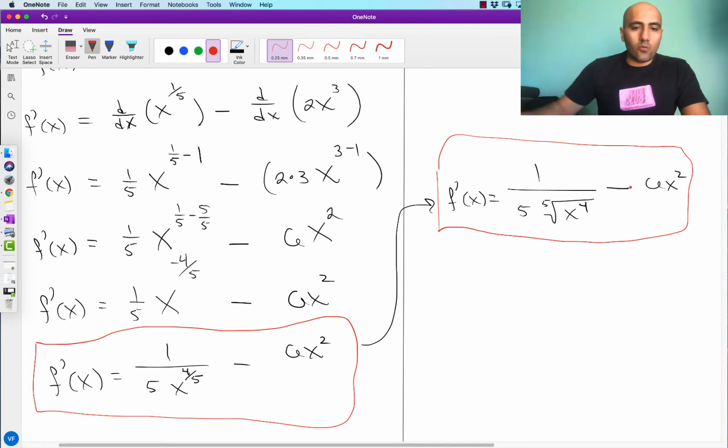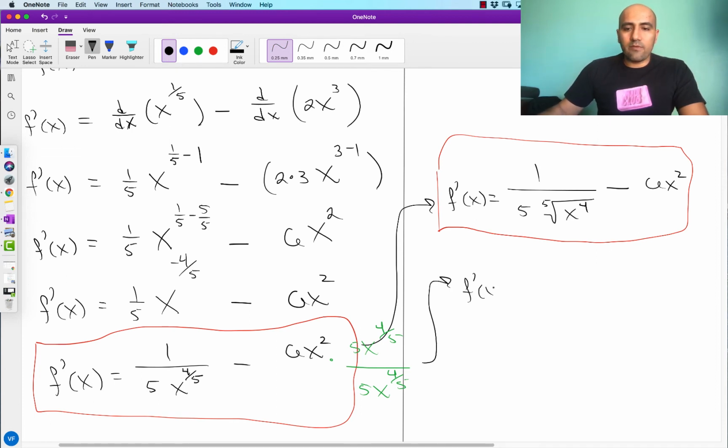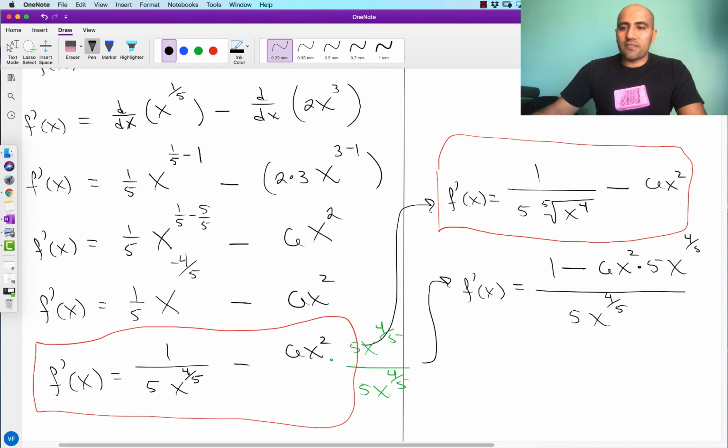And to do that, we'd have to multiply the numerator and denominator of this fraction by that. So that should be not too bad. This will be equal to 5x to the 4 fifths all over 5x to the 4 fifths. So from here we can get that f prime of x is equal to one big happy fraction, where in the denominator we're going to have this 5x to the 4 fifths, and in the numerator we get 1 minus 6x squared times 5x to the 4 fifths.